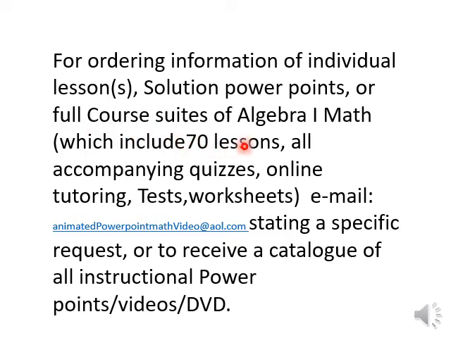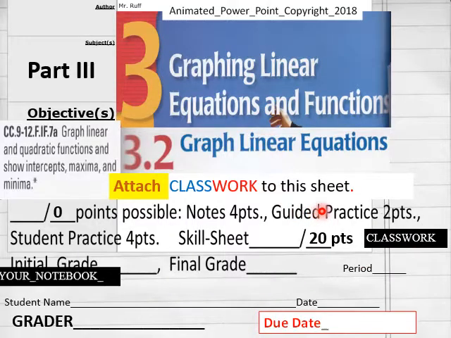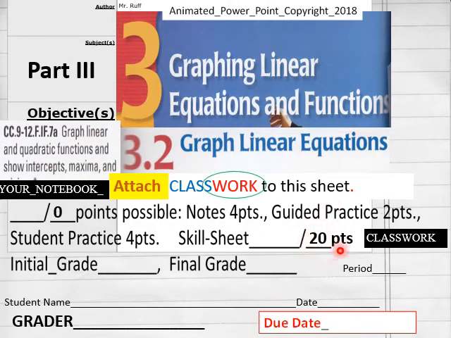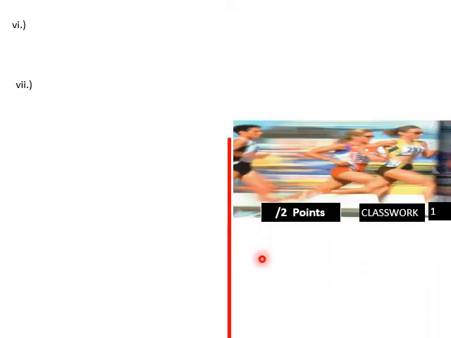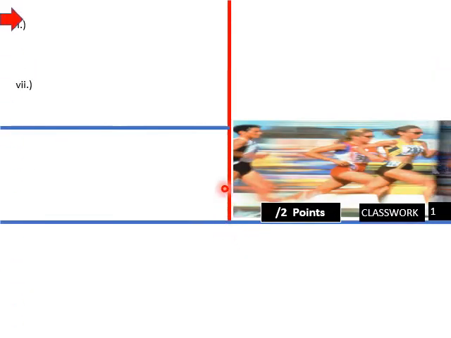Hello everybody, getting ready to do lesson 3.2 part 3 classwork today for Algebra 1 Math. On your classwork sheet you've got 20 points. Students, have that out in front of you now. Put your name, date, and period on your PC, iPad, iPhone, Chromebook, or paper. Part 3 of graphing equations. Let's go right into page 1 today.